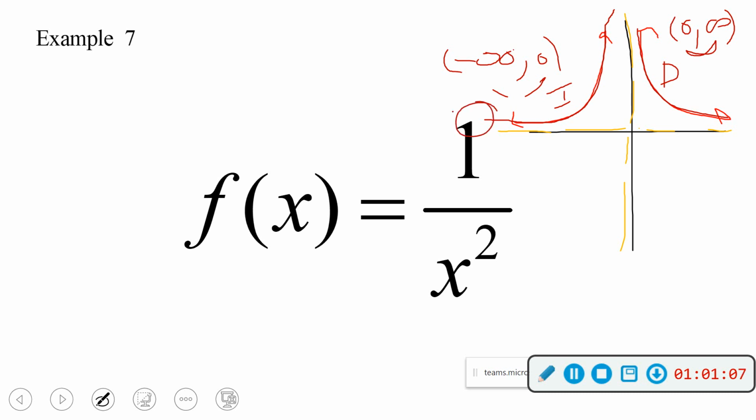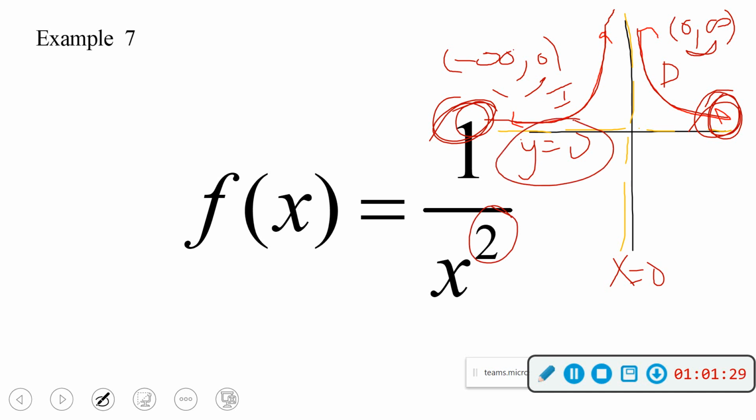End behavior here in both these cases, just to talk about that, when you go to the far left, it's approaching 0. As you go to the far right, it's approaching 0. It doesn't mean it touches, it means it gets closer and closer to 0. Again, we've already stated that x equals 0 is the vertical, y equals 0 is the horizontal. Remember that when the degree in the bottom is greater, you will always have a horizontal of 0.